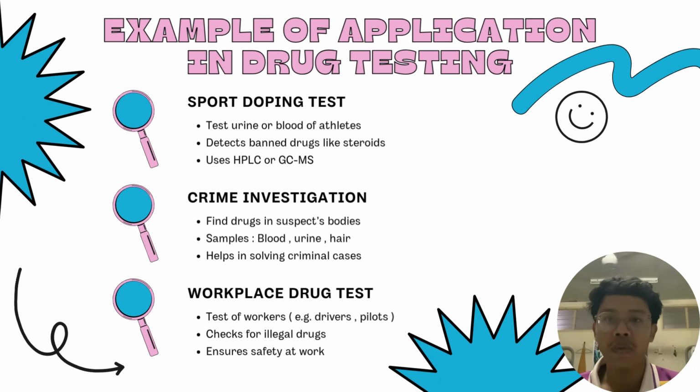Second, in crime investigation, chromatography is used by forensic scientists. They test samples like blood, urine, or even hair to find out if a person took drugs. This information is very useful in solving criminal cases. Third, chromatography is also used in workplace drug testing. Companies, especially those involving safety like transport or construction, test their workers to make sure they are not using illegal drugs. This helps protect everyone and prevent accidents.